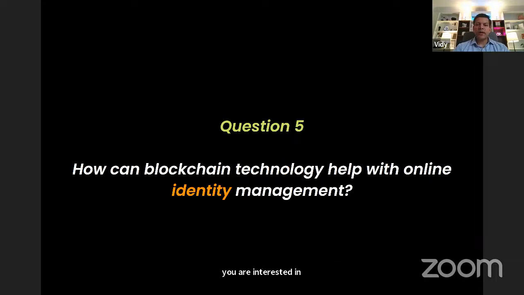The next question is, how can blockchain technology help with online identity management? I covered one of my research areas today, which was on identity management or self-sovereign identity. So you can search about this topic and see what answers you get, how that concept is applicable, and how it helps in managing identity.